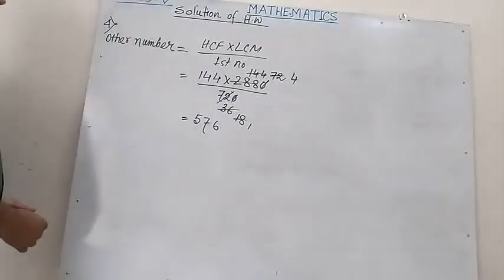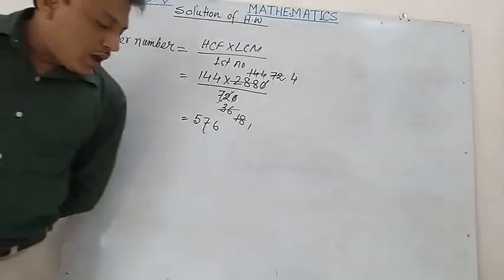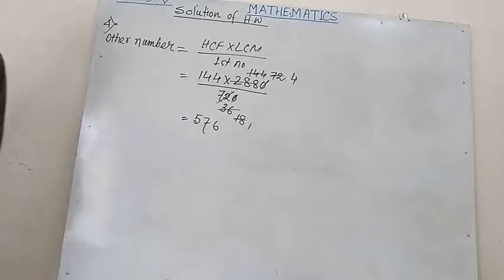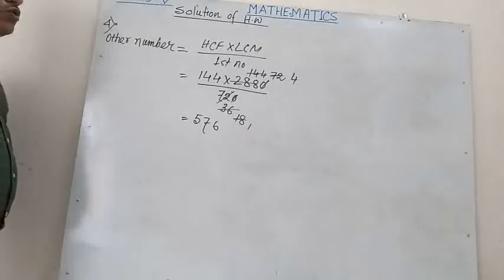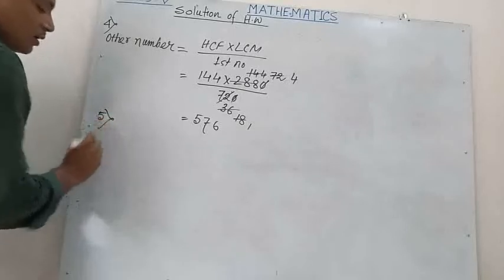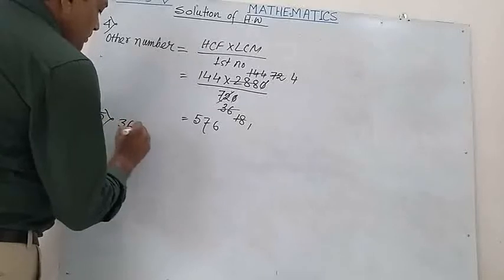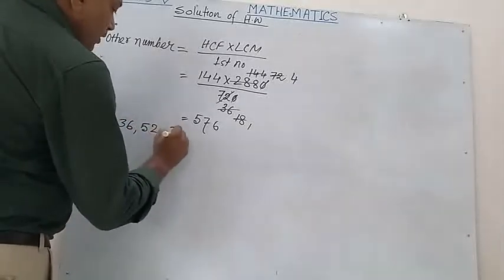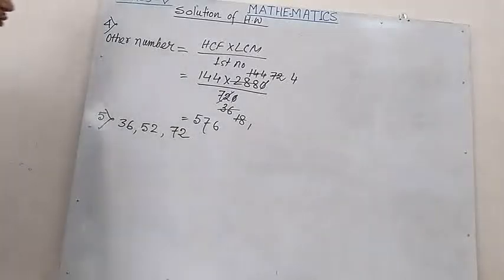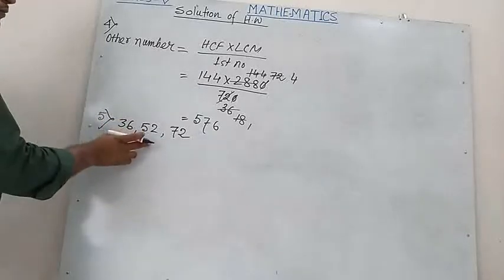Next, number 5. Find the HCF of 36, 52 and 72. So you have already done this. At first we have three numbers: 36, 52, 72. We have to find the HCF of the first two numbers.